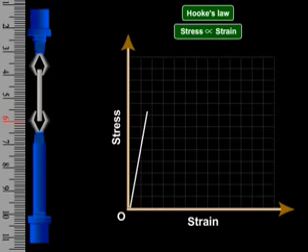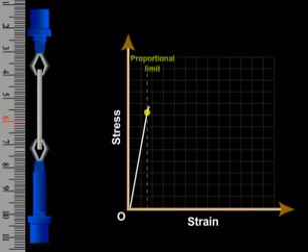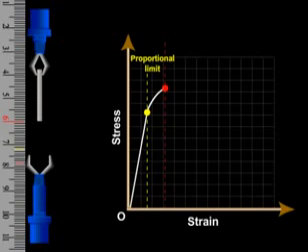Now let's increase the load further. And what do we see? After a certain point, look at the graph. The wire is not following Hooke's law. That is, stress is no longer proportional to the strain. But if you release the stress, the wire still goes back to its original length. The limit of this behavior in the stress-strain curve, that is this point, is known as the yield point.